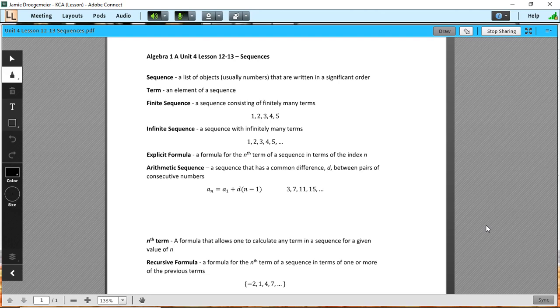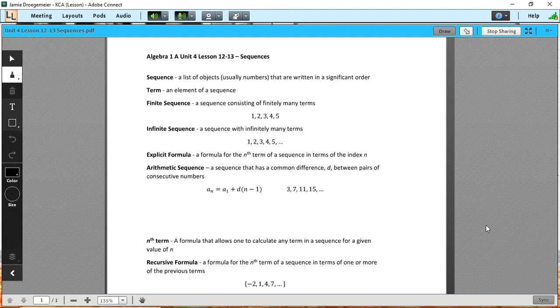Today we are in Unit 4, looking at lessons 12 and 13, which is about sequences. And I'm going to be honest with you, there's a lot of information in these lessons, a lot of new vocabulary and things going on. So stick with me here.